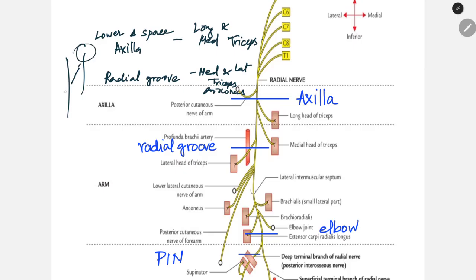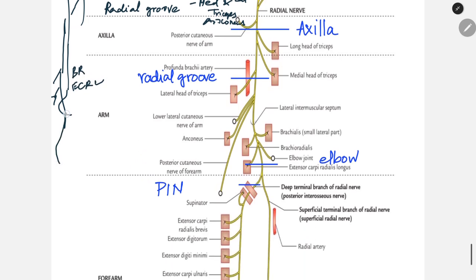So this is the radial groove, and this is the axilla. In the radial groove it has come, and it comes on the lateral aspect, pierces the lateral intermuscular septum, and comes on the anterior aspect. So at the elbow, it gives two branches, brachioradialis and extensor carpi radialis longus. Then it divides into two branches. One is the deep branch, the posterior interosseous nerve, which supplies the extensor compartment muscles, and the other is the superficial branch, which passes behind brachioradialis and then gives the cutaneous innervation.